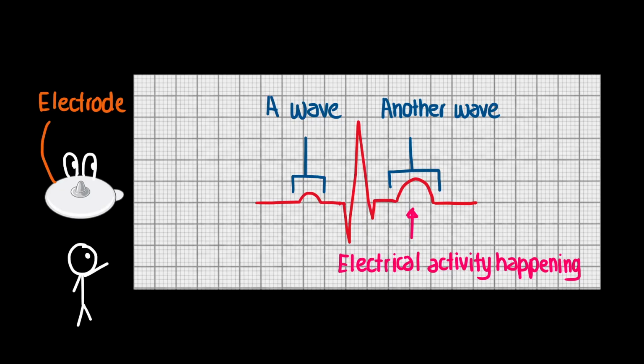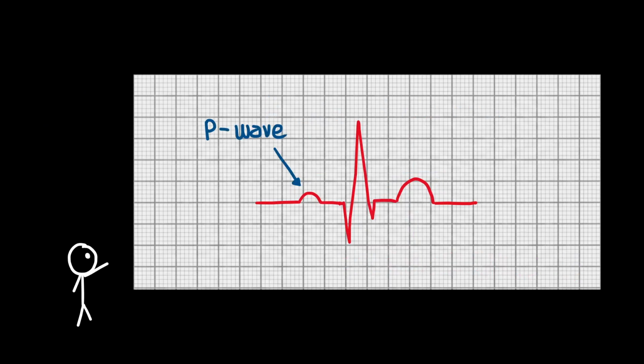And waves are named by letters. The P wave, the T wave, each one a single distinct deflection. One electrical event and one movement away from baseline. So, a wave equals one deflection. It means active electrical movement, and the line moves and returns.